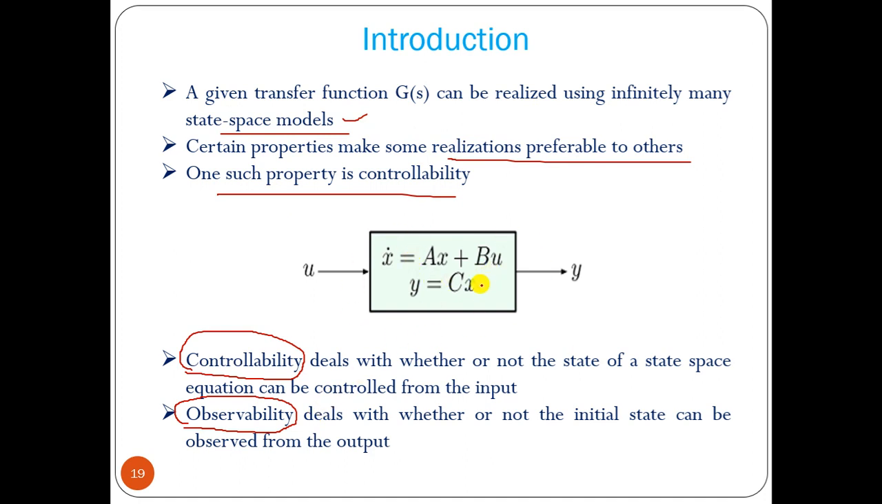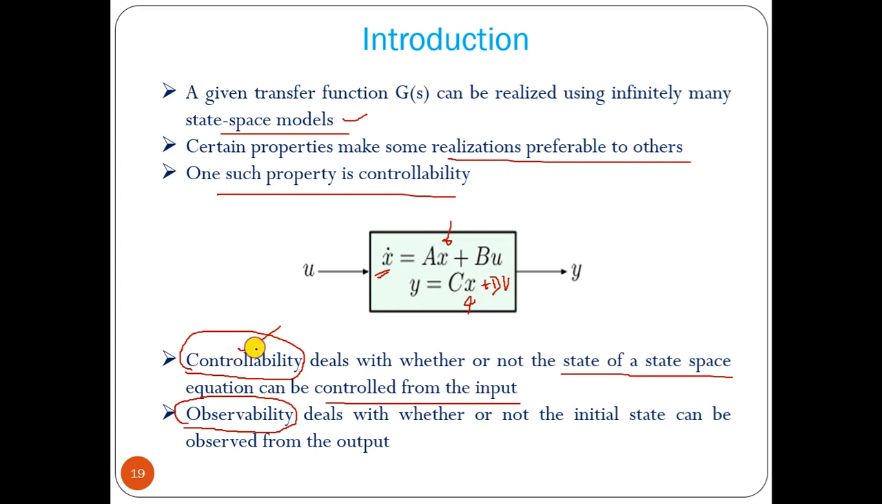So this is your state space model. That means we can have many inputs, many outputs, and many state variables. Then we can write this equation: the first order derivative of the state variable equals a linear combination of state variables and input, and the output can be written as a linear combination of state variables and input. Now controllability deals with whether or not the state of a state space equation can be controlled by applying input.